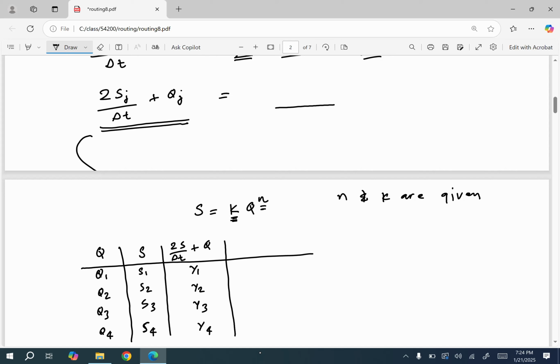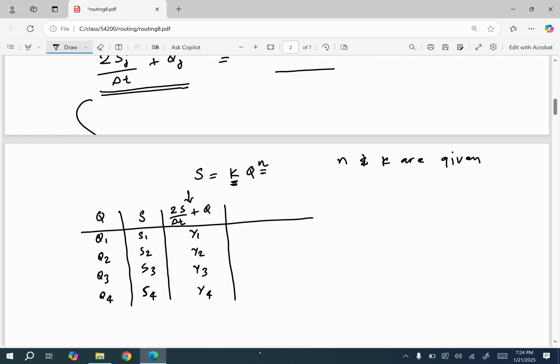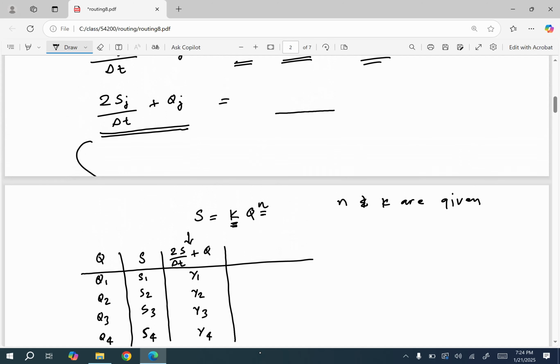table and look at this column, and if my value of 2sj over delta t plus qj is, let's say, the same as y2, then I know that my q is this. And once I know q, then I get this part, right? And that is what we need.